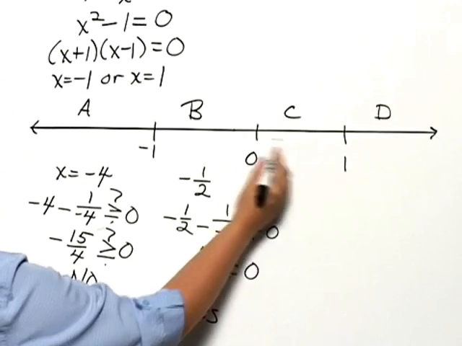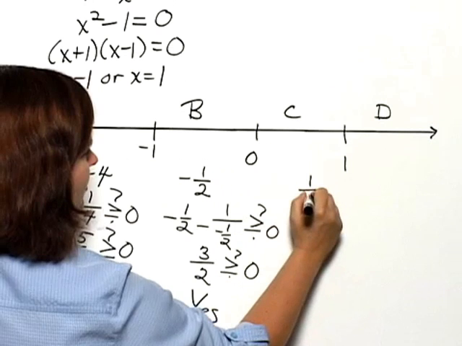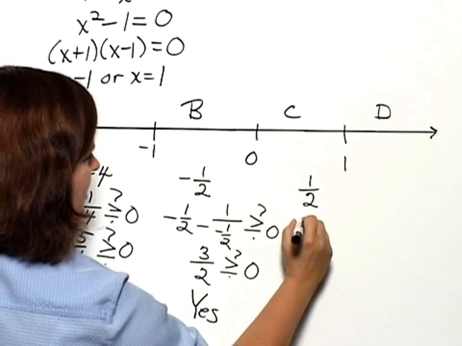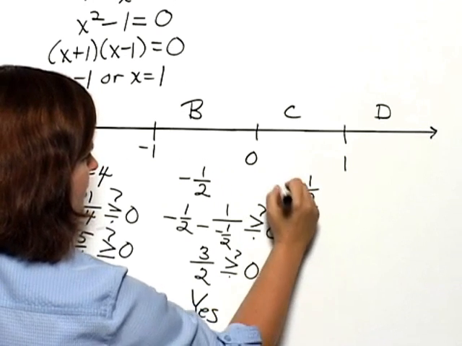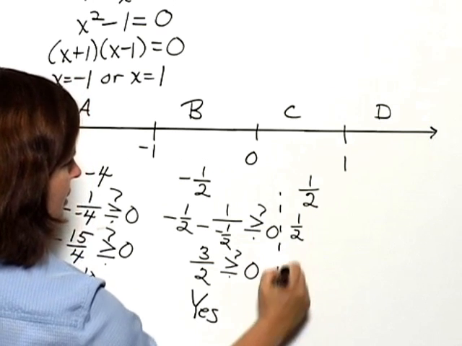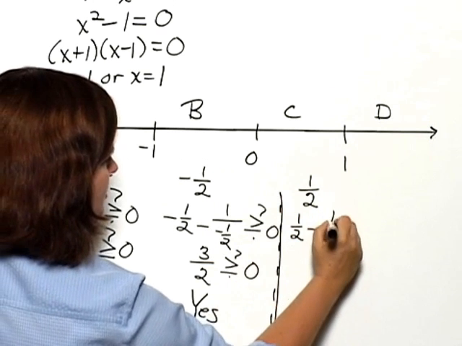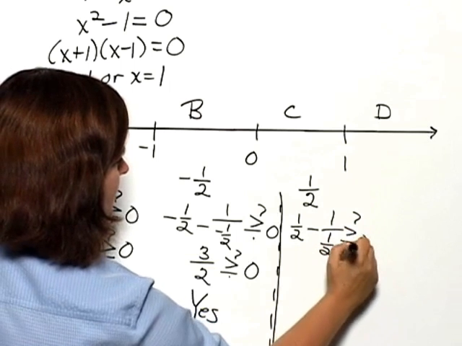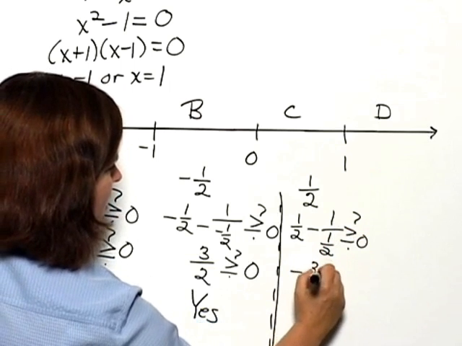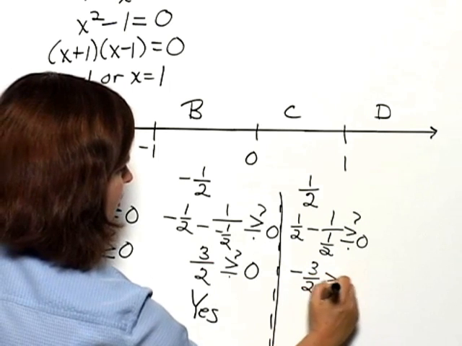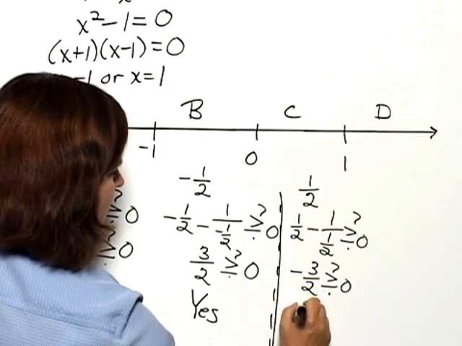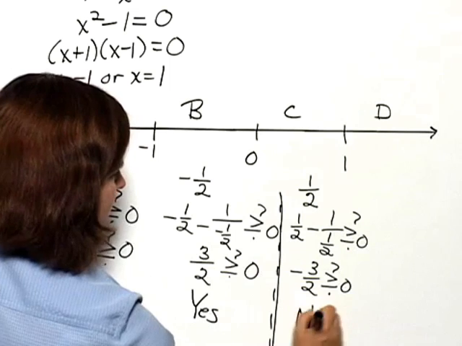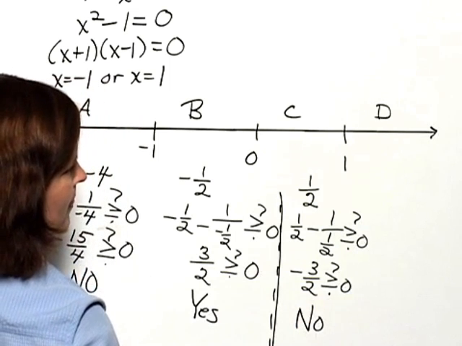Let's try the same thing for C. We'll try positive 1/2. Again, we ask ourselves, is 1/2, let's draw a line here so we can see there. Is 1/2 minus 1 over 1/2 greater than or equal to 0? We have negative 3/2 greater than or equal to 0. That's not true. So that's not part of our solution set.